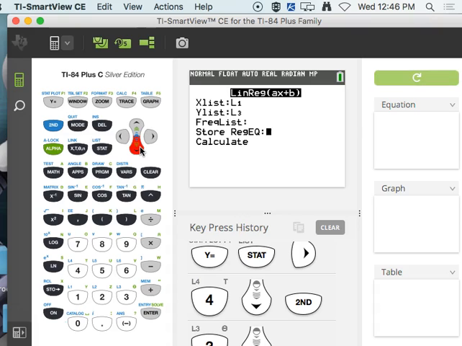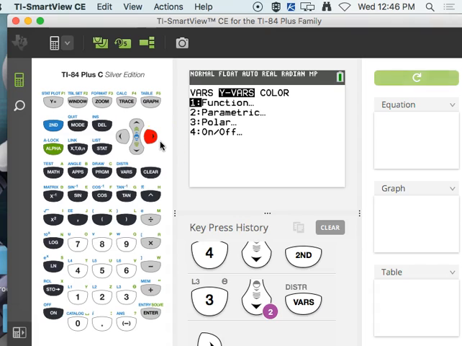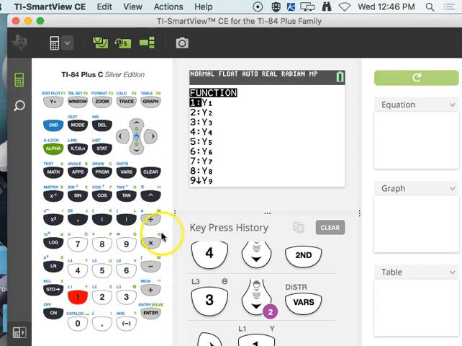Now, I'm not going to store it in y sub 1. I already have the other line there, but I want y sub 2. Can you talk me through where to get it? Do you remember the keys? Vars. Y variables. Number 1. And let's just pick 2.